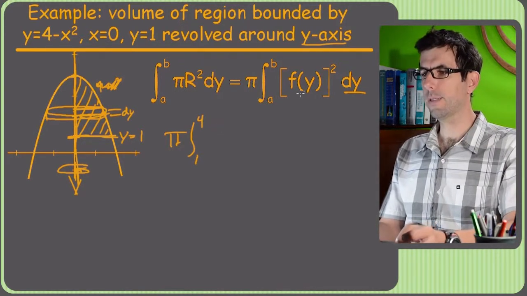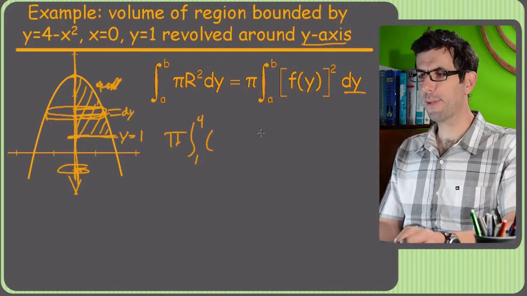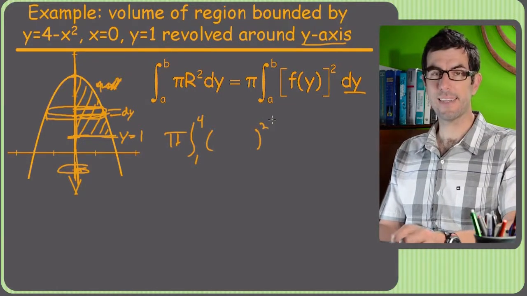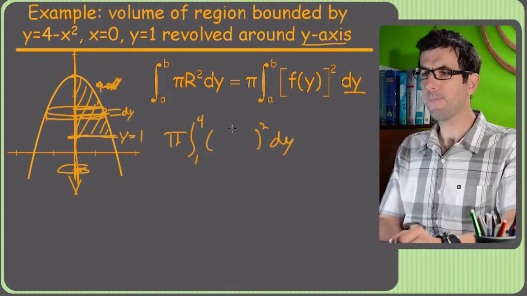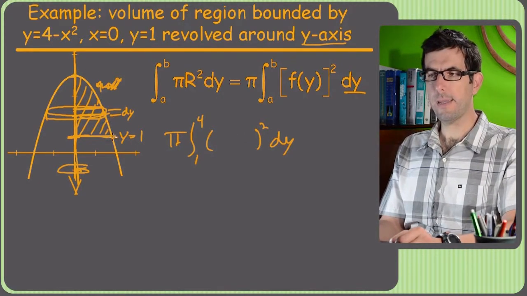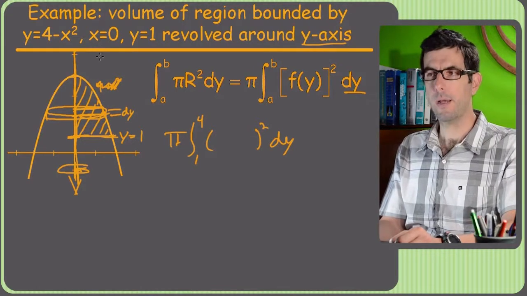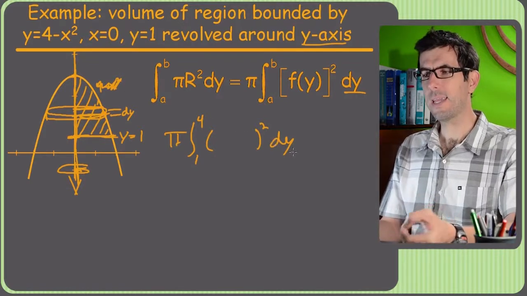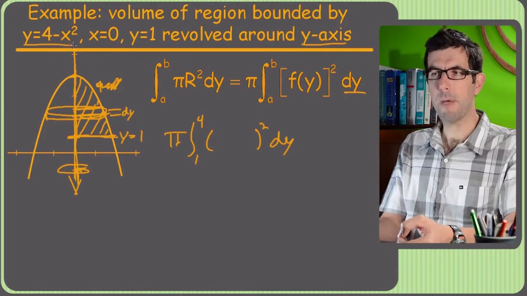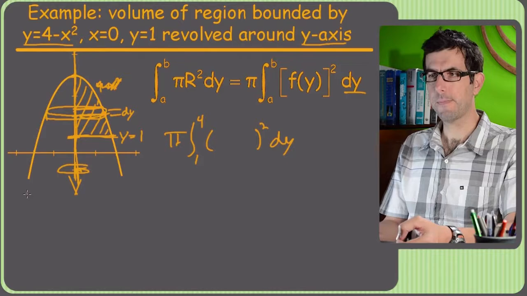And what else we got? Oh yeah, so I need something, and this time I'm going to put in parentheses and then square it because I don't want to mess that up again. All right, so what is the function that's going to go in here? Well, it looks like the outside of all these disks is going to follow this 4 minus x squared. The problem is I can't just drop in 4 minus x squared because that has an x in it, and I need it in terms of y. So I've got to take this puppy and solve it for x.